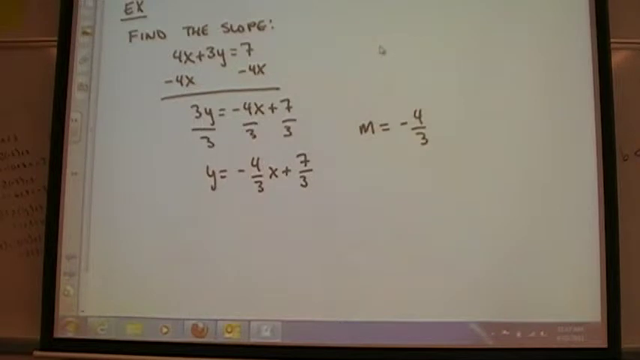All right, find the slope of the line. The original problem is the first thing up there, which is in standard form: 4x plus 3y equals 7. In order to find the slope here, you need to put it in slope-intercept form, which is y equals mx plus b. So in this case, we're going from standard to slope-intercept. All right, so we have to get y by itself.